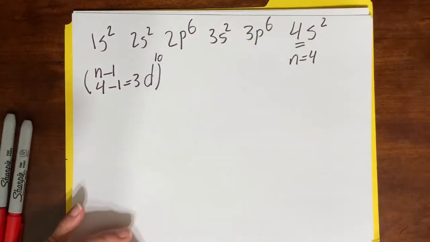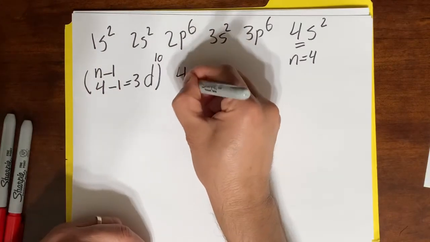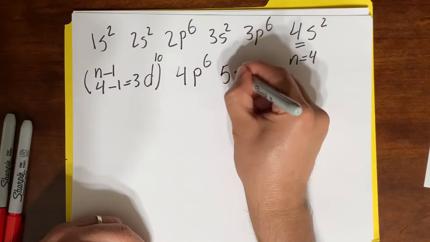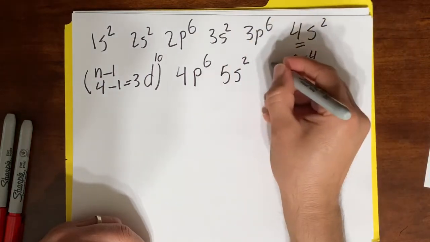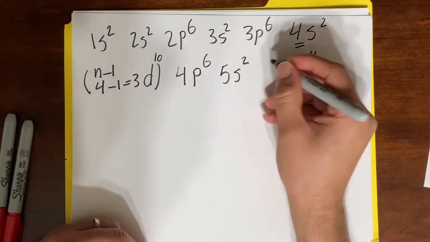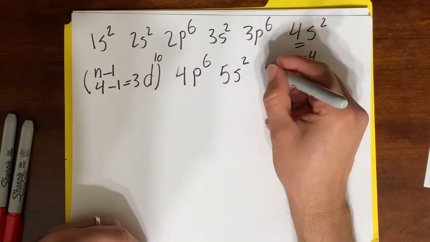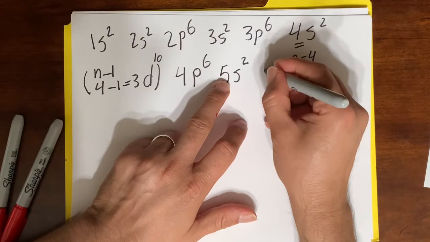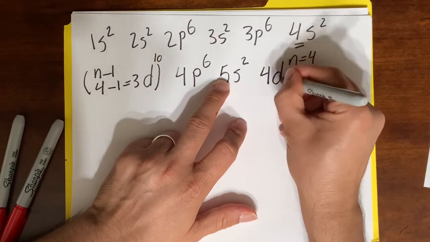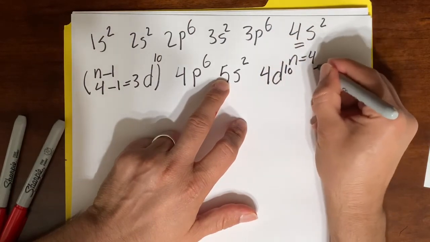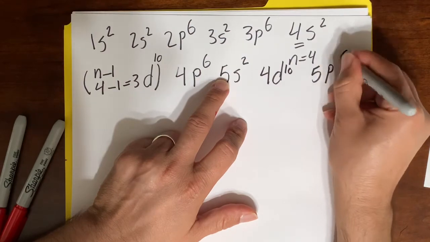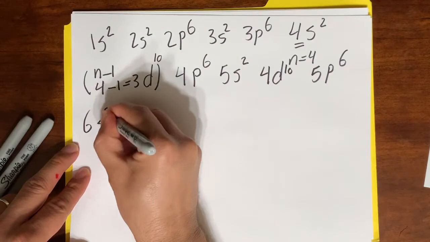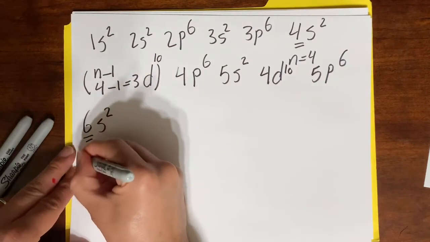Okay. And after that one, I go with 4p6, 5s2, and then again I reach the s. I need to introduce the d orbital. It will be n minus 1, highest n is 5, so it will be 4d10, 5p6. Now we go with 6s2. We reach n equals 6.